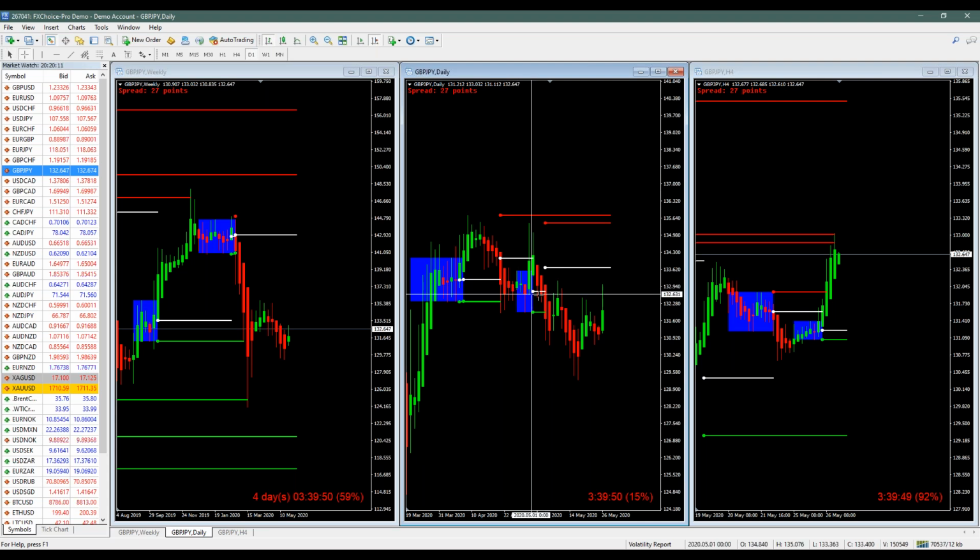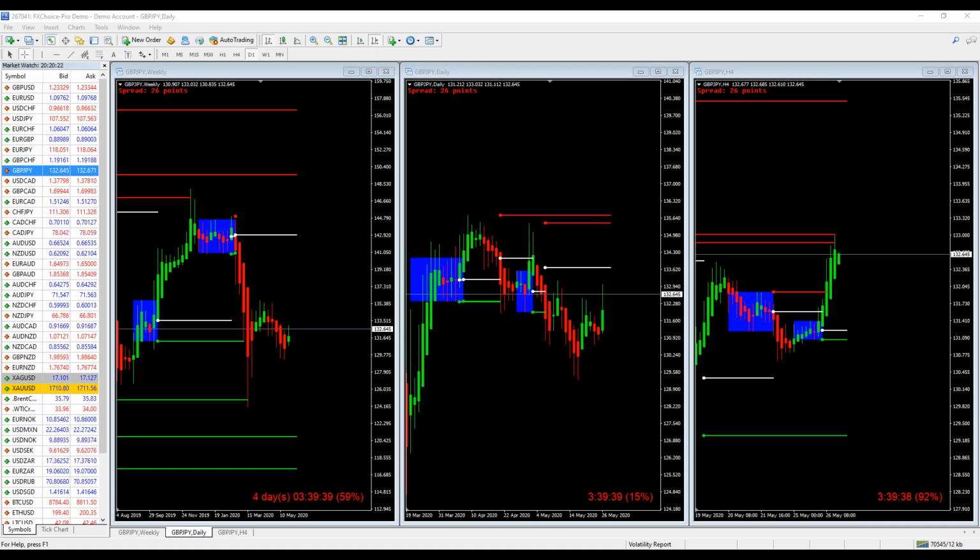So pound yen, we broke out. See, I would see something like that and just kind of ignore it. That's so choppy. That looks like a way to get beat up. That weekly is headed for a box, is what it looks like.